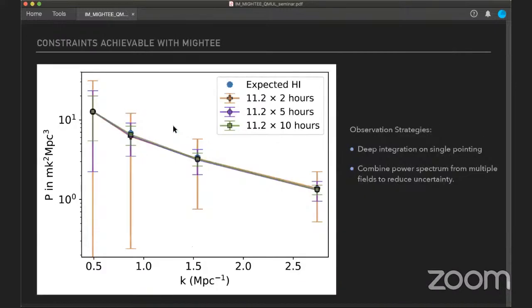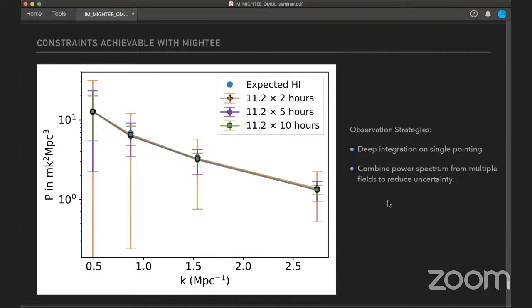That is shown in the last plot here. So the first 4 points, and these are the 1 sigma error bars that we get from the 3 cases, say 11.2 times 2, 5, and 10. What it shows is a promising thing that within the existing MIGHTEE survey, we can actually obtain a constraint on the H1 power spectrum, and we can actually have a detection with such data duration. And so far, these hypothetical cases are for deep integration on a single pointing.